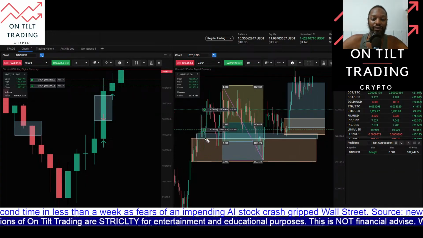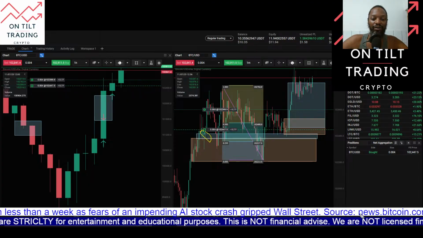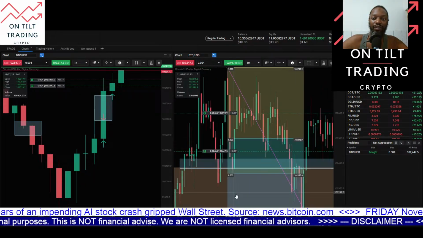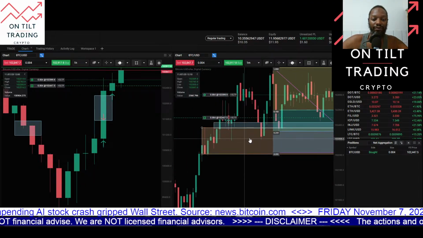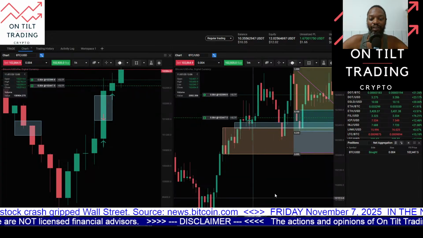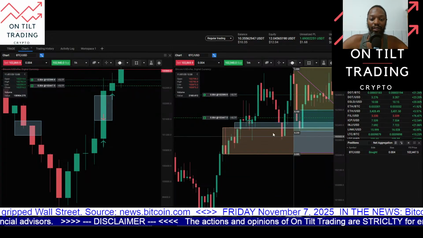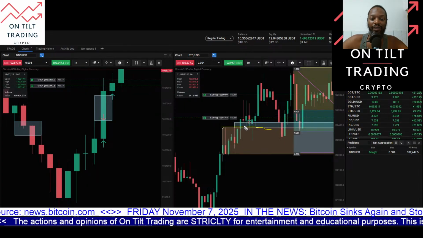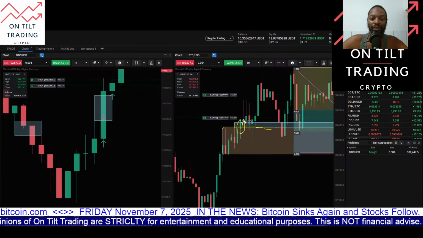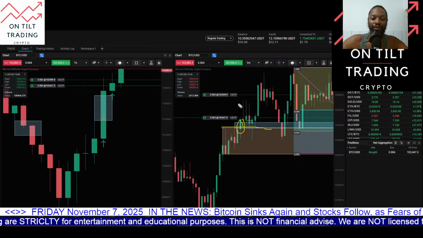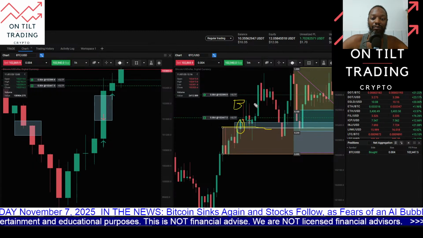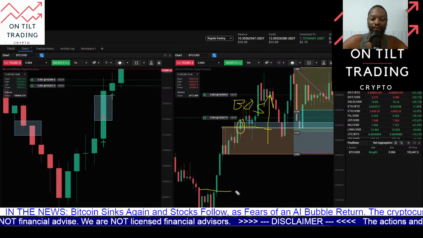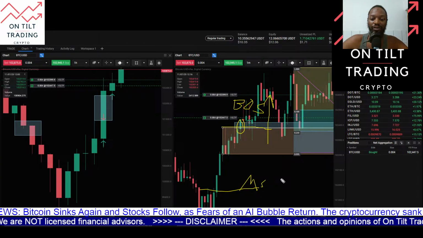So with that, I was able to take an entry here. Now zoom in on what this entry is based off of. So there is a level here that this candle breaks through and closes through. That creates a break of structure, which is a continuation pattern from this market structure shift here.